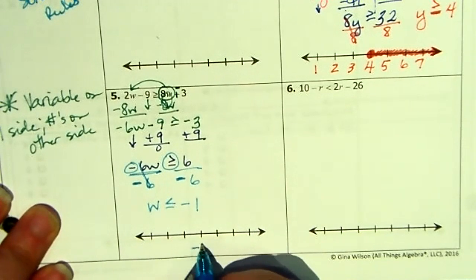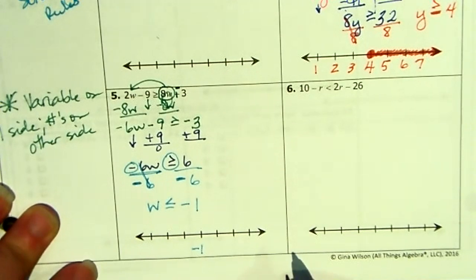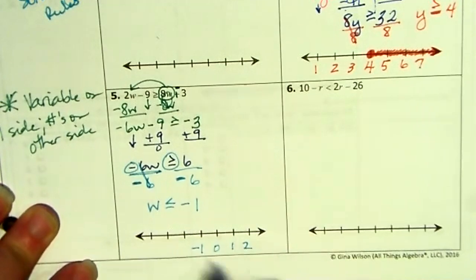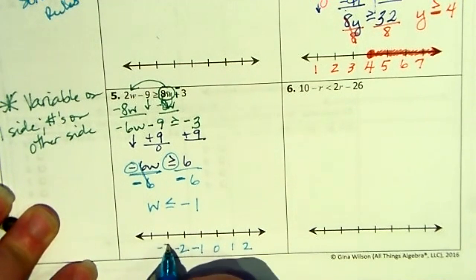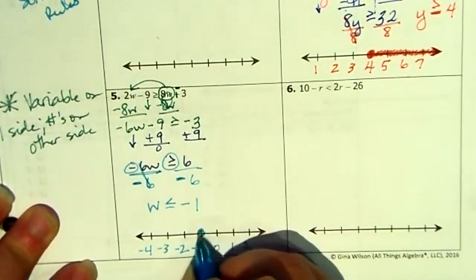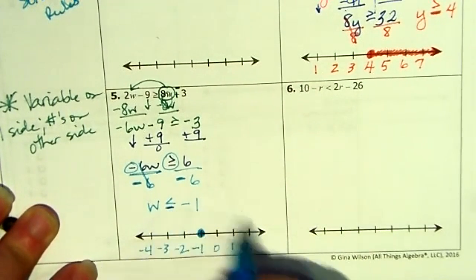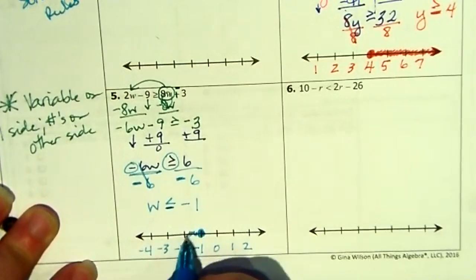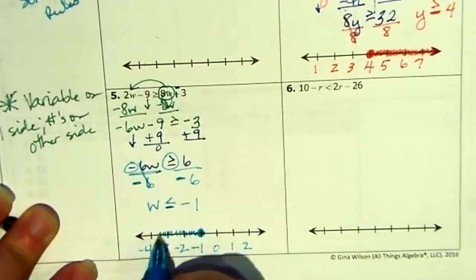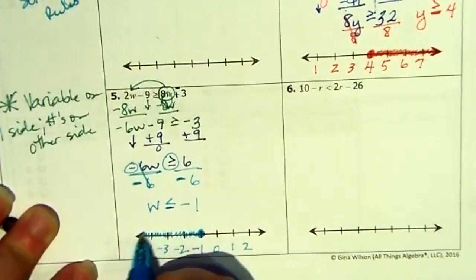So I put the negative 1 in the middle, and then I fill out the rest of the number line. And this is the positive side, so this is 0, 1, 2 on this side, and this is negative 2, negative 3, negative 4 on the left. This is a filled in circle because it's equal to, it's less than, so it's everything on the left.